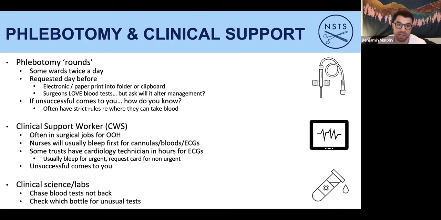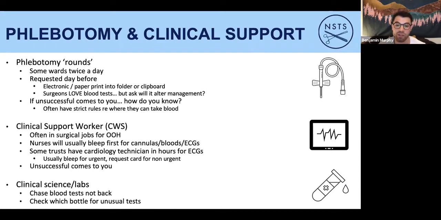So that's phlebotomy, and they tend to be in hours. Then clinical support workers tend to be quite highly trained at lots of other skills as well, such as cannulas and ECGs. They're often on a bleep out of hours for surgical jobs, and the nurses will go to them first for blood tests that they know need doing, such as a gentamicin level or a cannula that's failed. So often out of hours, you tend to just get the cannulas that they can't manage.